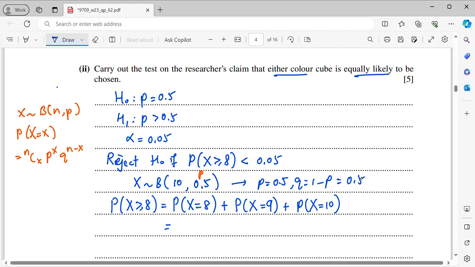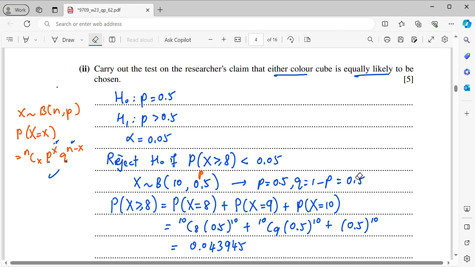Now, when you apply this formula, it will be 10C8. P is 0.5, Q is also 0.5. Then here it should always total 10, so I can just write 0.5 to the power of 10 because P is the same as Q. Plus, P(X = 9) means 10C9, then again 0.5 to the power of 10, plus the last one, 0.5 to the power of 10. Then from here you need to count one by one, so I calculate one by one and give more decimal places because this is the working.